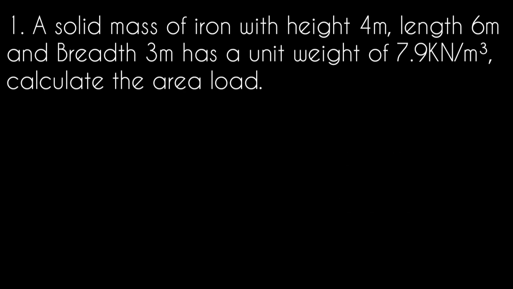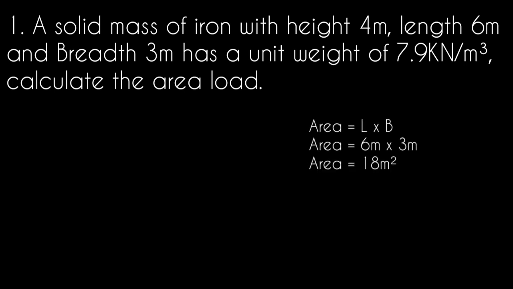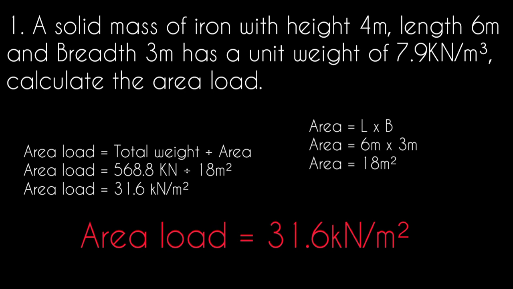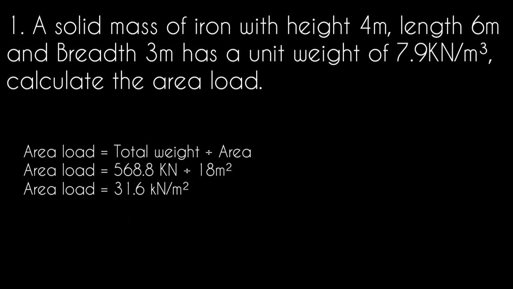Now, we are going to convert the total weight to area load. How do we do that? The area is given as length multiplied by breadth, which will be 6 times 3 meter, will be 18 meters square. And we're going to divide our total weight, which has been gotten already, by the area, which would give us our area load. Our area load is given as 31.6 kilonewton per meter square. We have successfully converted unit weight to area load, given the dimension of the mass of iron.